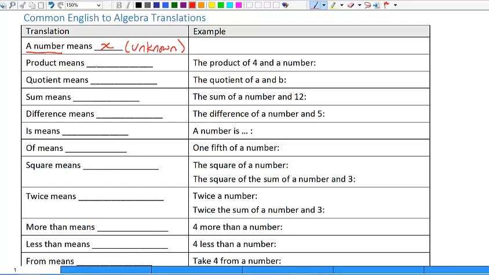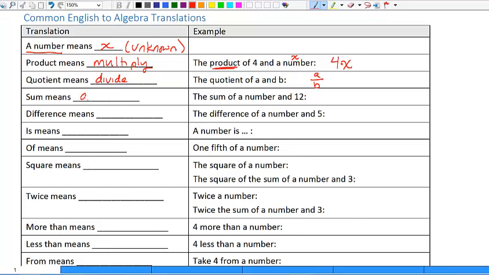If you ever see the word product, that means multiply. For example, if the word problem said the product of 4 and a number, well, that would be 4x. Multiply, because that says multiply, so there's a multiply sign in between the 4 and a number. Well, we already said number was x, right? So product of 4 and a number is 4 times x. Quotient means divide, or really the answer to a divide problem. So if it says the quotient of a and b, well then that's a over b.